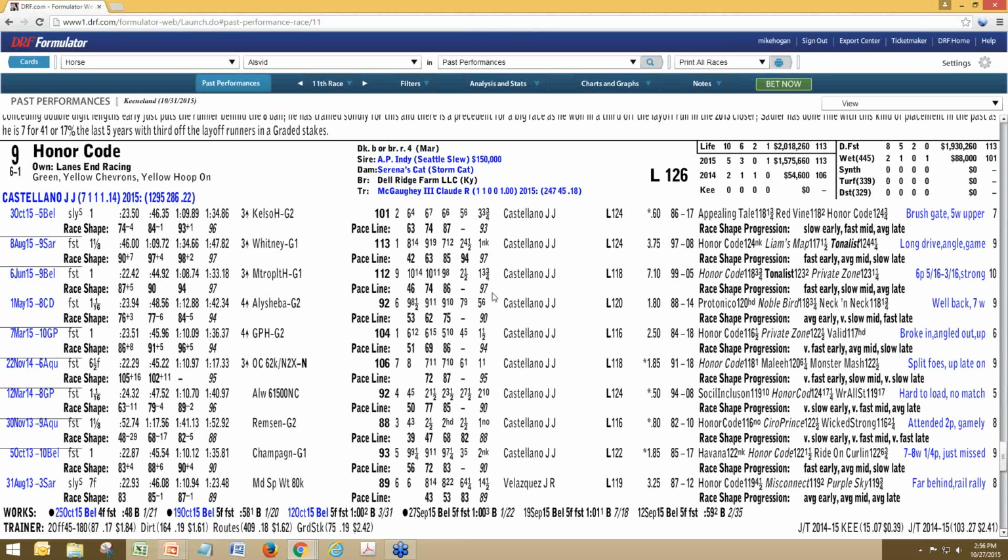I mean, Tonalist was 18 lengths back at the second call, and Honor Code was even further back than that. Yeah, he was 19 lengths back. They're not going to get that kind of pace, which does not, on the surface, help their chances. But you're talking a mile and a quarter. You're also talking about a surface at Keeneland that's been very kind to come-from-behinders, even at shorter distances. So I think that, to a certain extent, mitigates the disadvantage that they'll have from the pace.